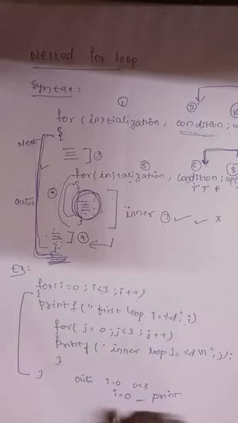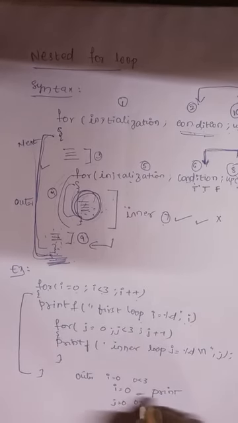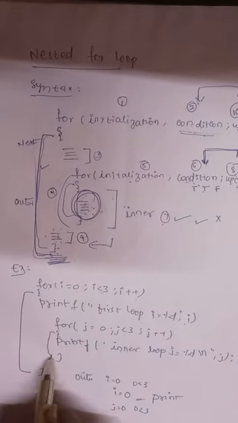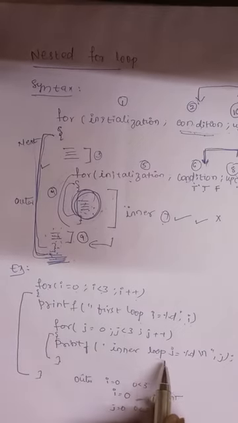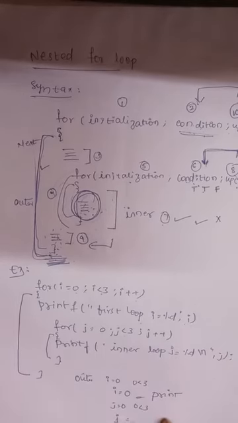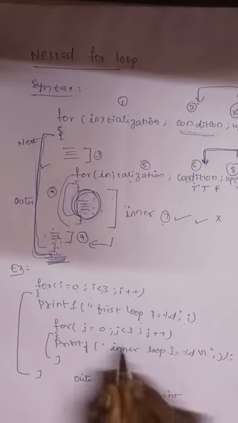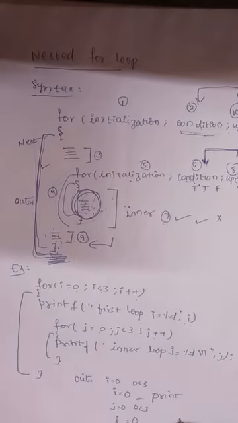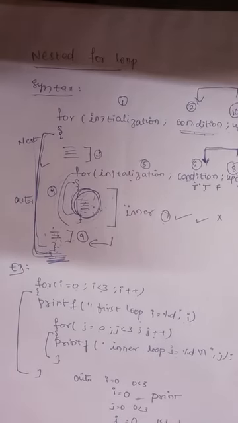That means now j is equal to 0, and 0 is less than 3, so the condition is true. So the inner block has to be executed. In the inner block, we are just printing the value of j. Now what is the value of j? The value of j is 0. Next, the j value will become 1. Is 1 less than 3?